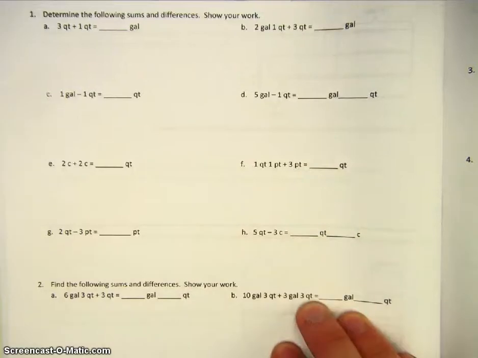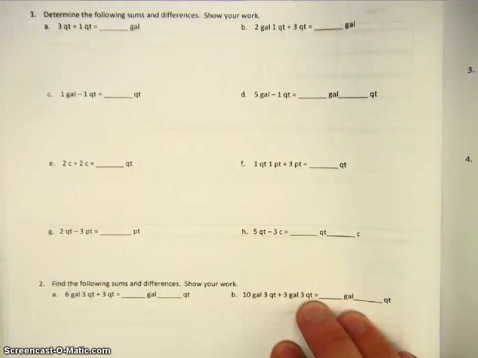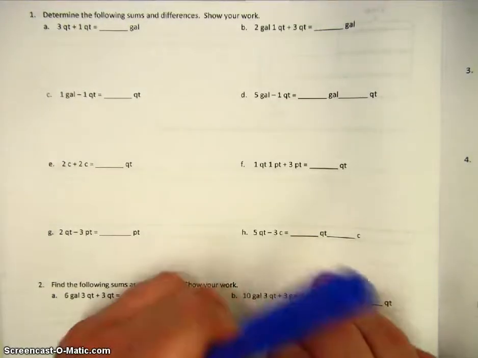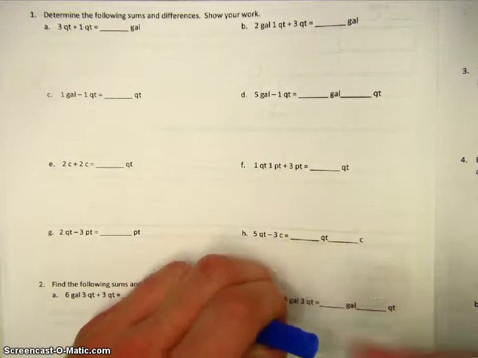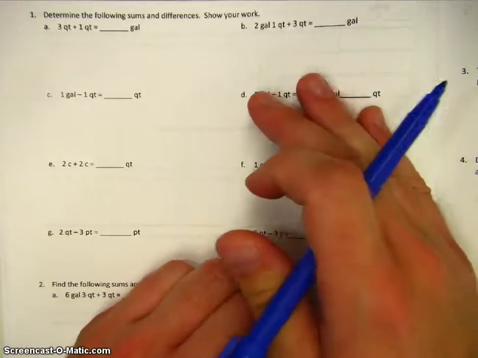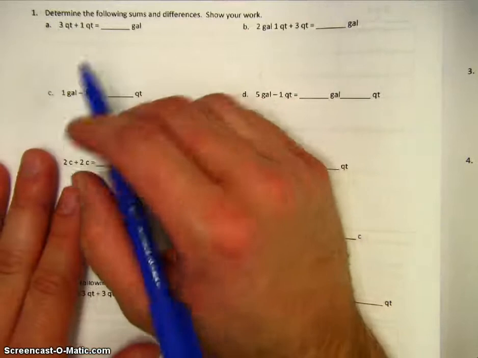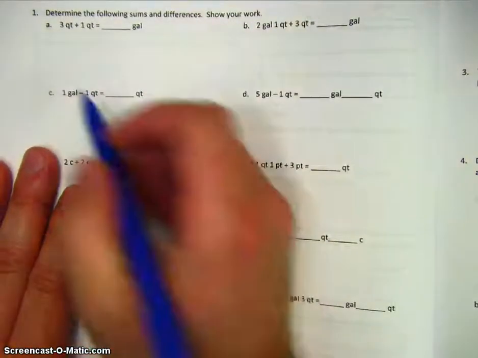Okay, so today we're going to be taking a look at Lesson 6. We're going to be solving some problems involving mixed units of capacity. So for number 1, we're going to determine the following sums and differences, and we're going to show our work. Okay, so remember, whenever we do this, we want to make sure we're adding like units. So sometimes we might have to rename a measurement into a smaller unit in order to be able to add or subtract.